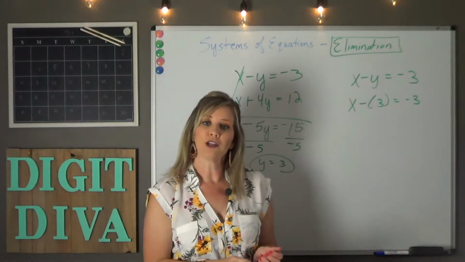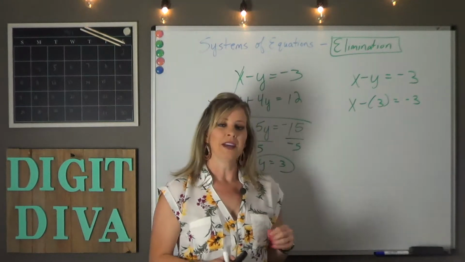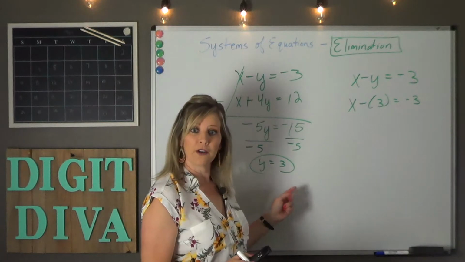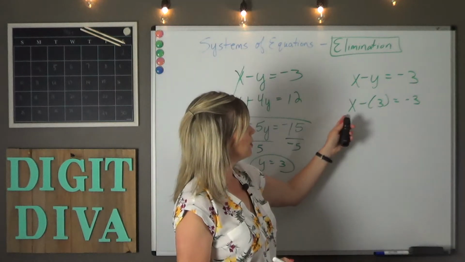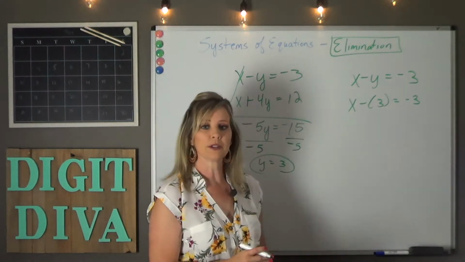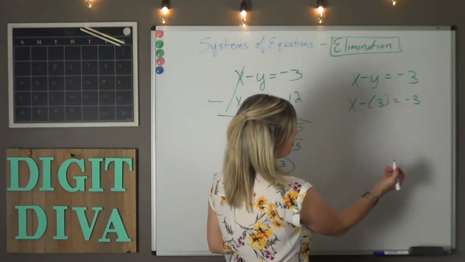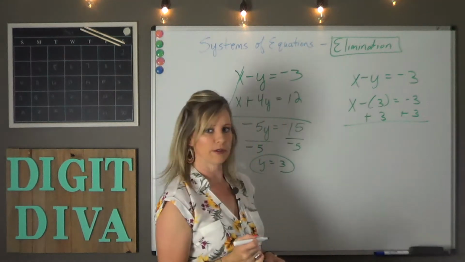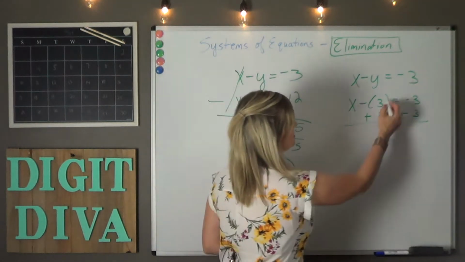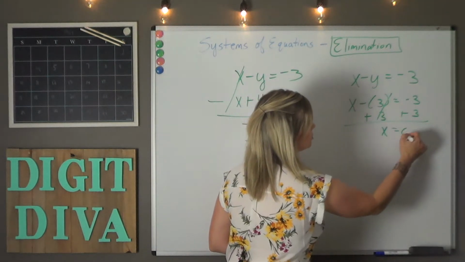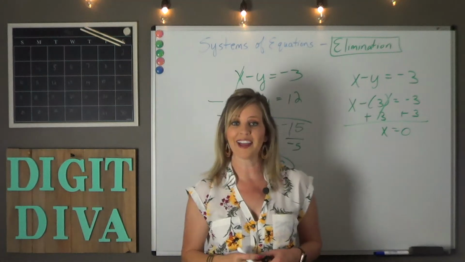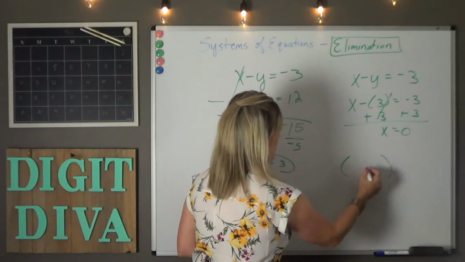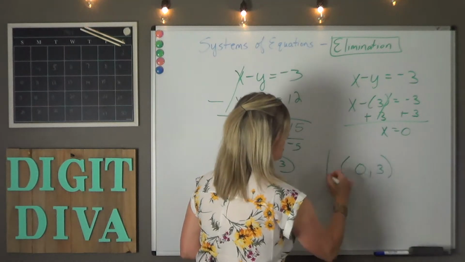And notice I used parentheses, okay? It's important to use parentheses. It keeps you from messing up what the original value of y is. Okay, so x minus 3 is equal to negative 3. So what I'm going to do is simply solve this one-step equation, and look at what happens. This eliminates, and I'm left with x is equal to 0. Is it okay to have a value of 0? Absolutely. So for my ordered pair, I would have 0 and 3.